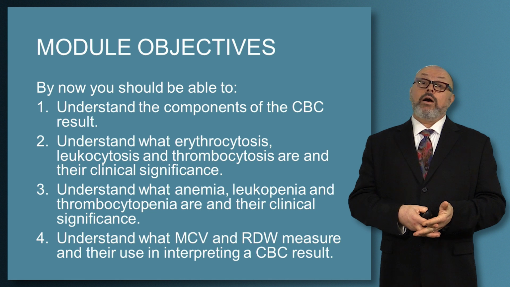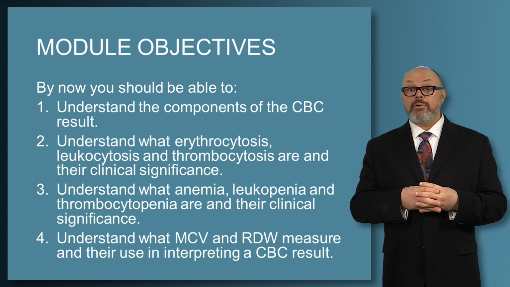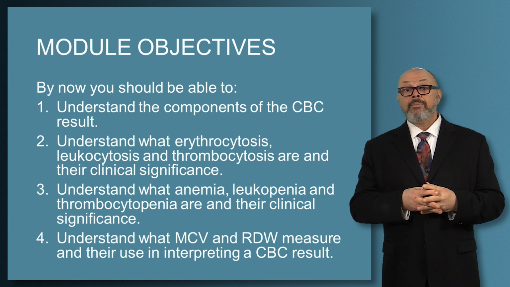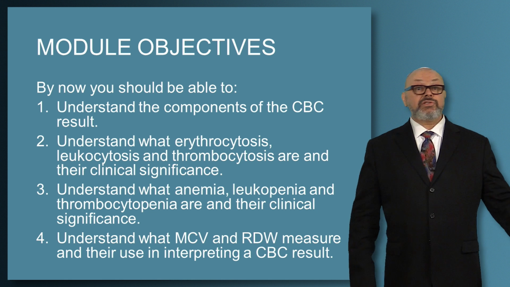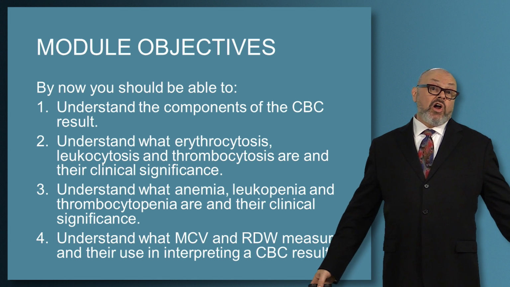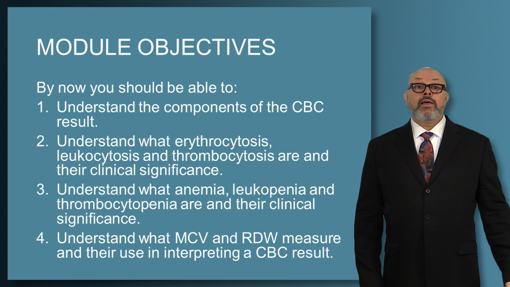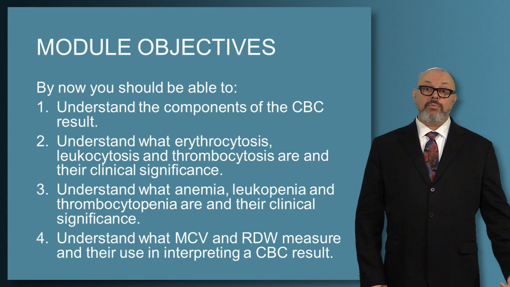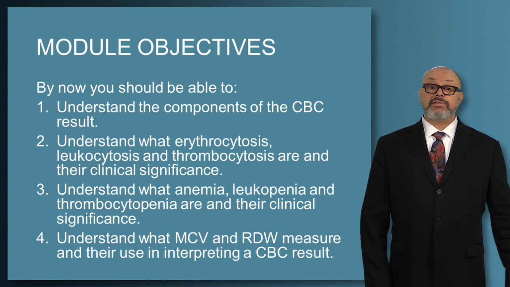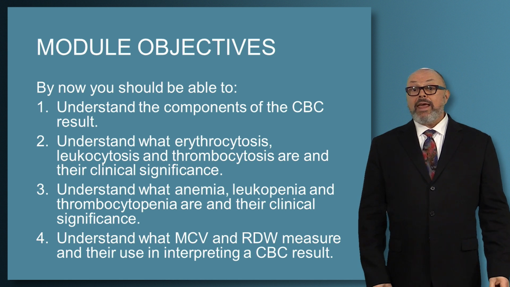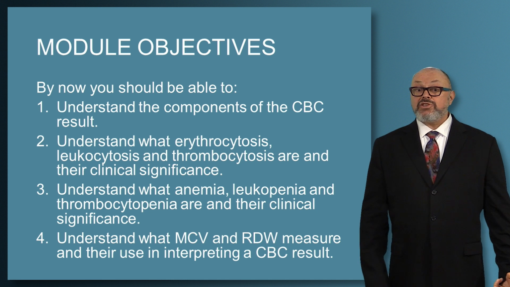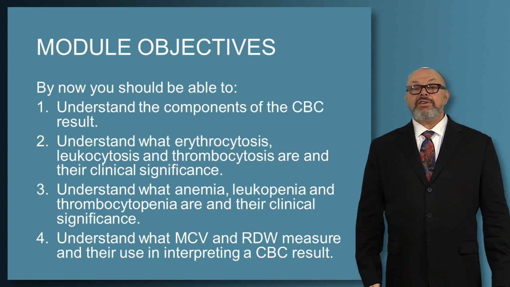So, by now, you should be able to understand the components of the CBC result, understand what erythrocytosis, leukocytosis, and thrombocytosis are and their clinical significance, understand what anemia, leukopenia, and thrombocytopenia are and their clinical significance, understand what MCV and RDW measure and their use in interpreting a CBC result.